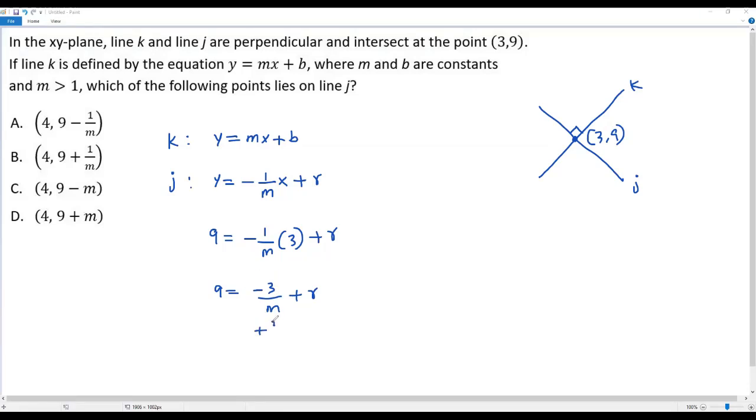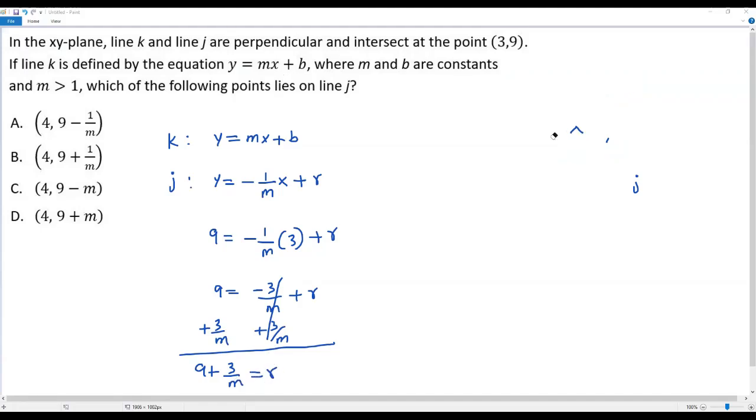Okay, now to solve for r, I have to get rid of this term. For that, I have to add 3 over m to both sides. So when I add 3 over m to both sides, negative 3 over m and positive 3 over m will cancel. I'm getting 9 plus 3 over m equals r. Okay, now I got the value of r, that is 9 plus 3 over m. Now I'm going to plug the value of r into the equation of line J. So then I'm getting y equals negative 1 over m times x plus, for r, we can plug in 9 plus 3 over m.